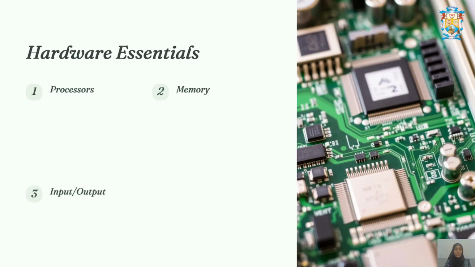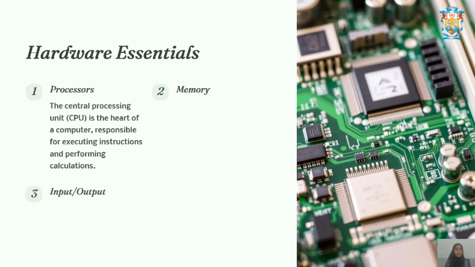Next is the hardware essentials. So first one is processors. The central processing unit, that is CPU, is the heart of a computer that is responsible for executing instructions and performing calculations. So in a computer, whatever we give as a task for the computer, it is done by the CPU and also the processing which we need to have.